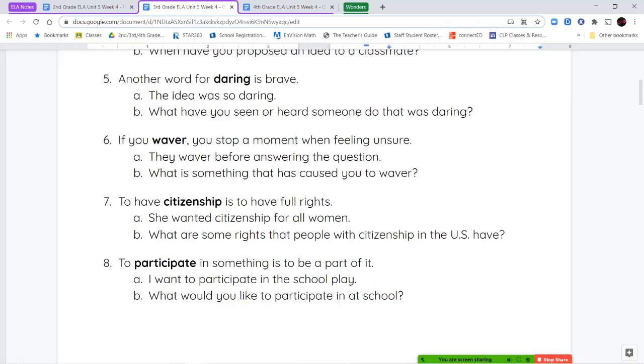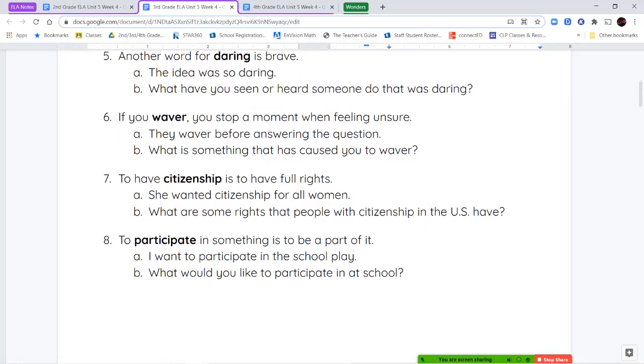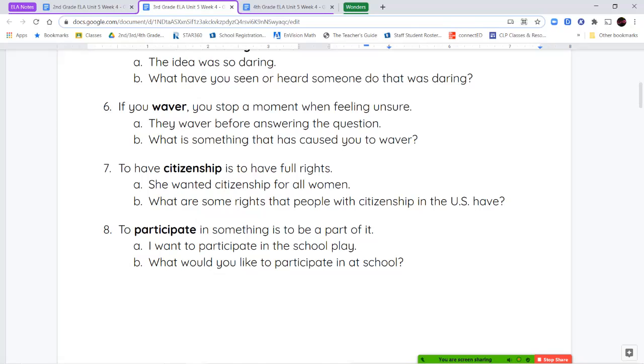Our next word is the word citizenship. When you have citizenship in a country, that means you have all the rights of anyone who was born there. And our last word is the word participate. When you participate in something, you are being a part of it. So you might participate in a game, which means that you're playing in the game, or you might participate in a discussion where you're one of the people who are talking.